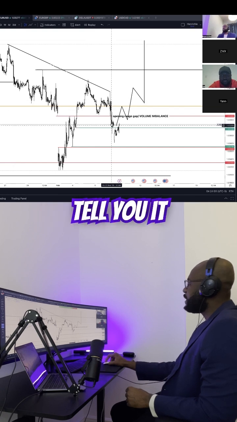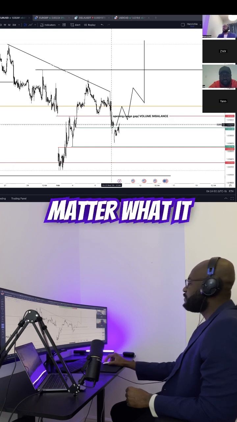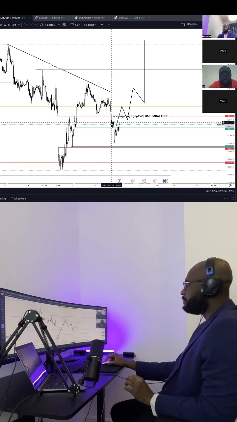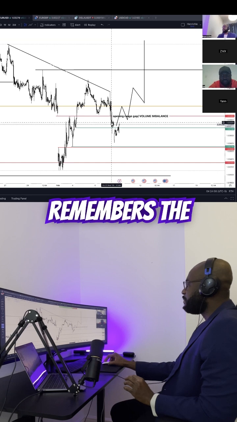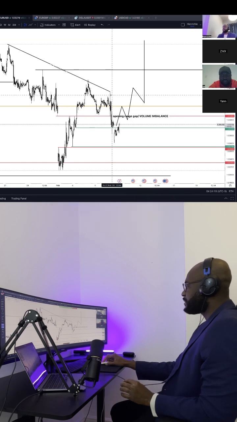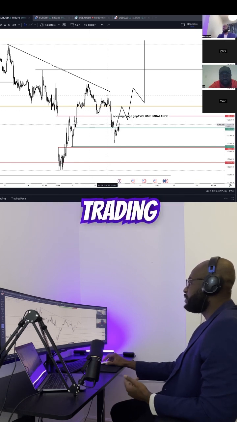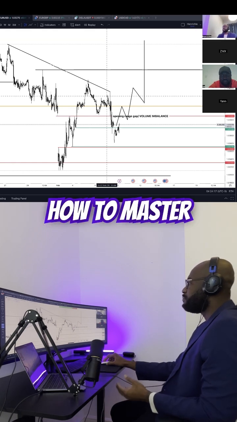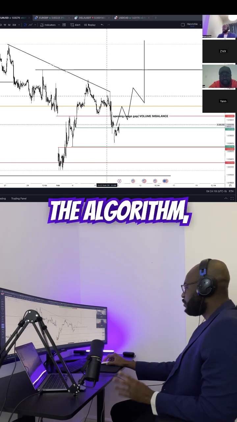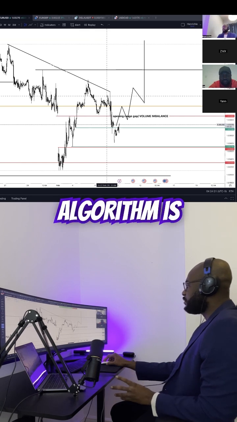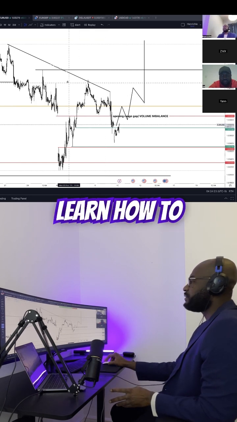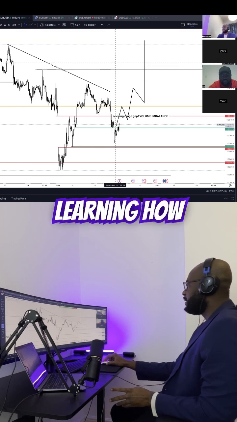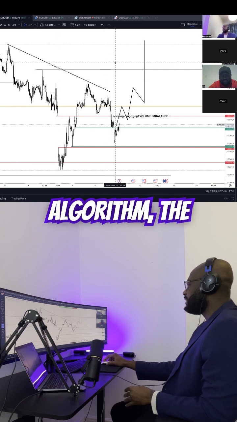This is to tell you, it doesn't even matter whether there's a high impact news or not. The algorithm remembers the fair value gaps. That is why this is an algorithmic trading strategy, because what you're learning is how to master the algorithm, how to know what the algorithm is going to do. You're not trying to learn how to draw some random lines on your chart and trade with it. You're learning how to read the algorithm.